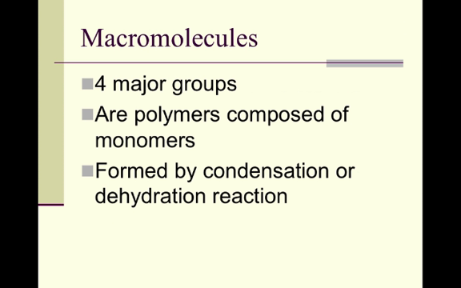Macromolecules, there are four major groups. They are polymers, poly meaning many, and they're composed of monomers, mono meaning one. They are formed by condensation or dehydration reactions. And when you look at those words, to condense, if you think of water condensing, the water's being removed from the air. Dehydration, removing water. Let's look at that.